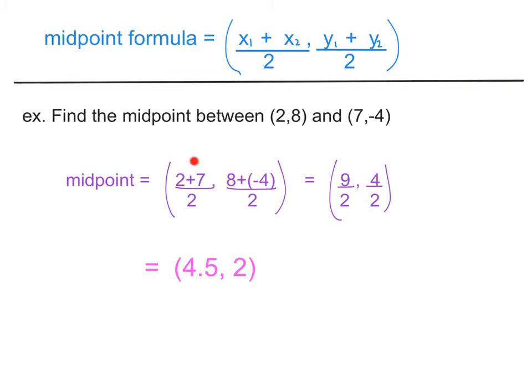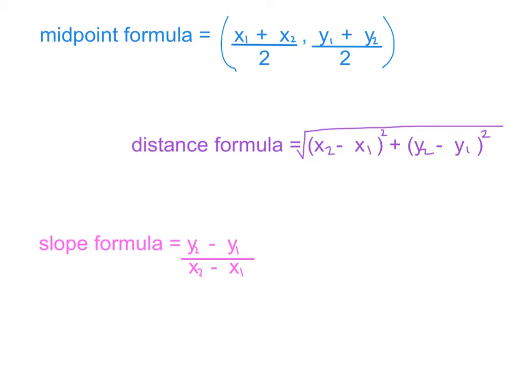Doing some arithmetic, 2 plus 7 is 9. 9 divided by 2 gets me 4.5. 8 plus a negative 4 gives me a positive 4. Dividing it by 2, I get 2. So using the midpoint formula, the midpoint between (2, 8) and (7, -4) is (4.5, 2). Using the midpoint formula is pretty easy if you know the formula. The same thing holds for the distance formula and the slope formula, which will be later videos.